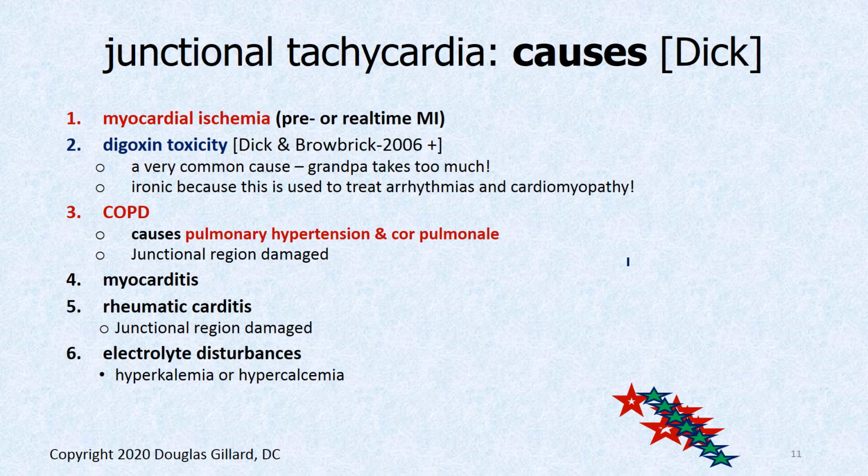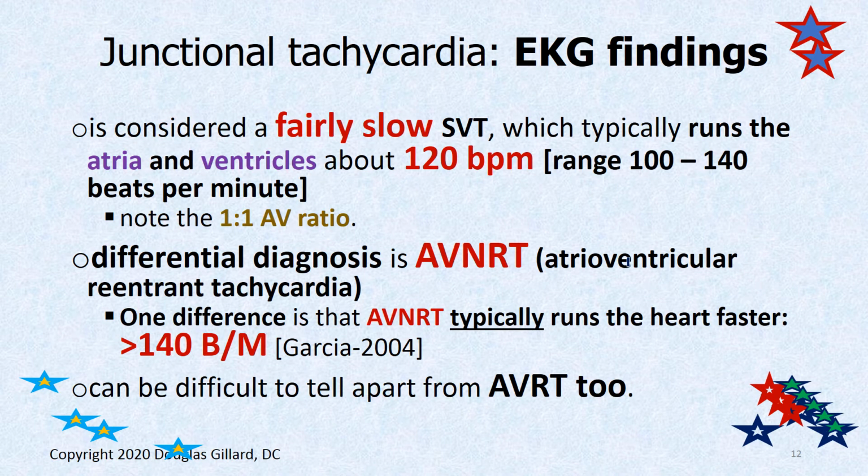COPD can cause ischemia of the heart as the right heart starts to fail. Myocarditis is an infection of the heart, and that can weaken the heart and make it ischemic. Rheumatoid carditis, inflammation of the heart, makes the cells twitchy and prone to depolarize faster than the SA node. And certainly electrolyte disturbances, especially hyperkalemia. Hypercalcemia can do it as well.